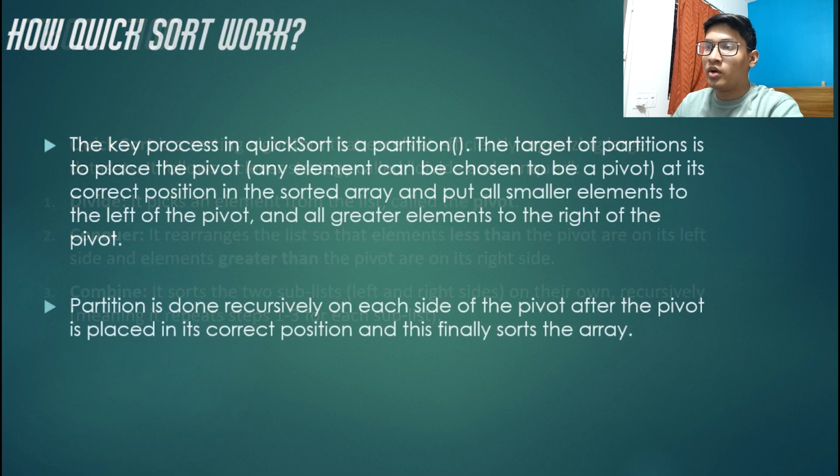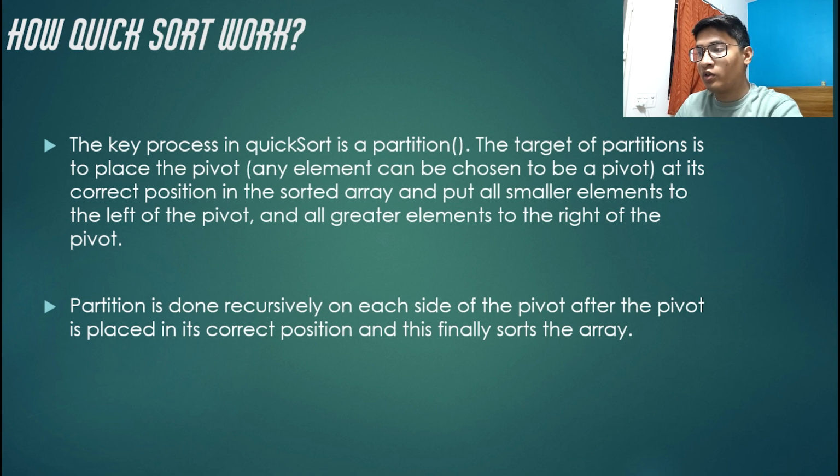Now, how does quicksort work? The key process in quicksort is partition. The target of the partition is to place the pivot. Any element can be chosen as the pivot, placed at its correct position in the sorted array, with all smaller elements on the left of the pivot and the greater elements to the right of the pivot. Partition is done recursively on each side of the pivot after the pivot is placed in its correct position, and this finally sorts the array.